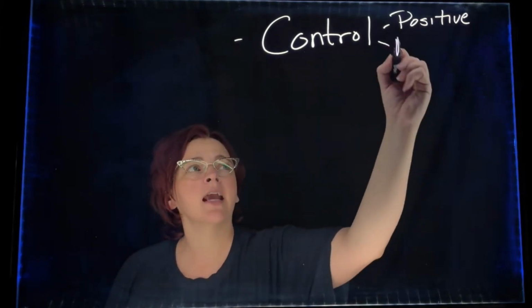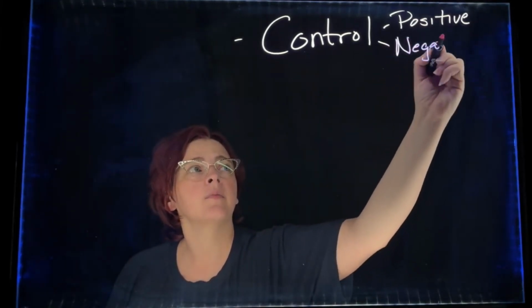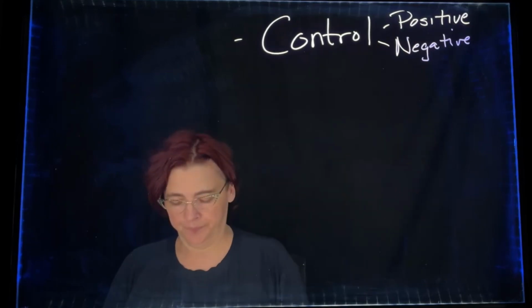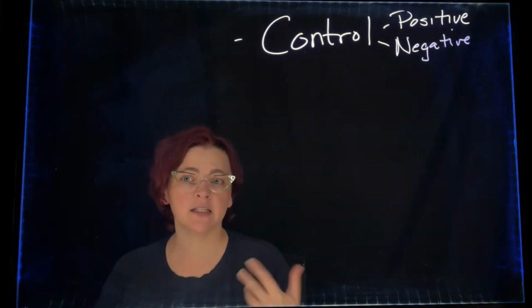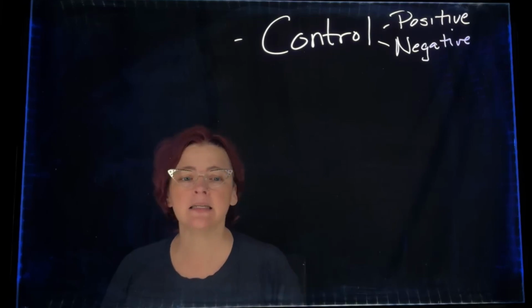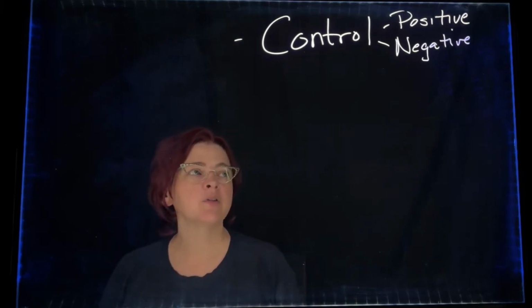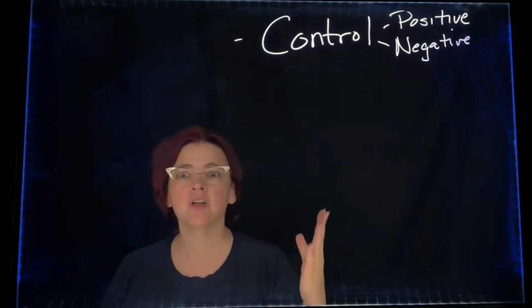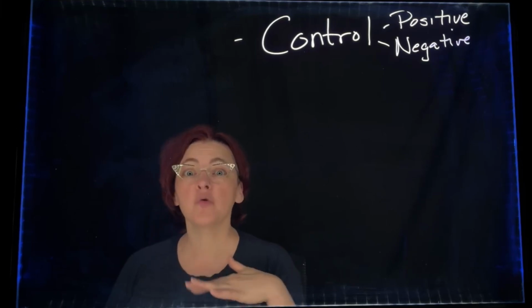Then we can have a negative control. A negative control is a control that is not getting the change. It's not getting whatever that tested group is getting. So whatever it is that we're testing, the negative control isn't getting it. It's kind of the normal baseline.